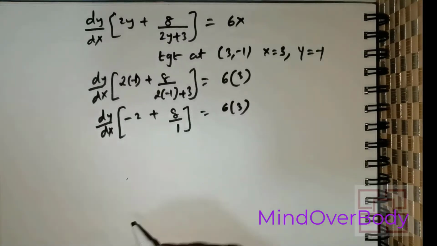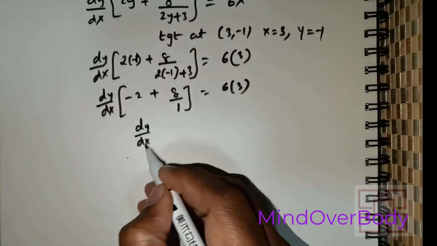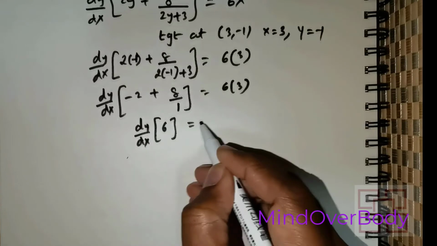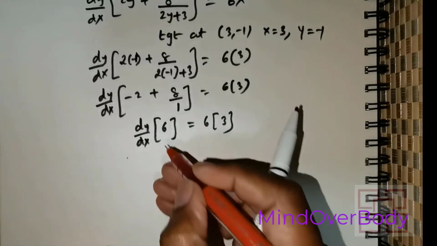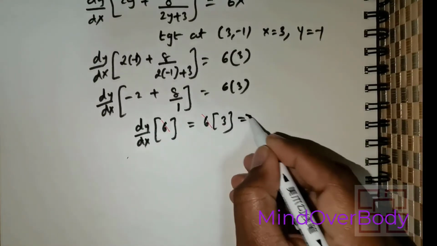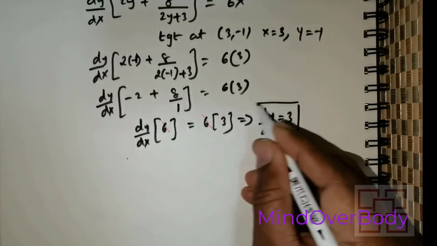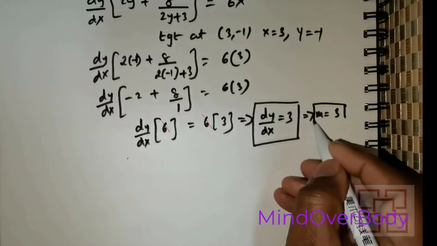I don't want to multiply 6 with 3. So this is going to be dy over dx of negative 2 added with 8 would give me 6. On the right I've got 6 times 3. Now clearly I can cancel the 6 that I see on both sides. So this would mean I've got dy over dx equal to 3. So that also means my slope is equal to 3.